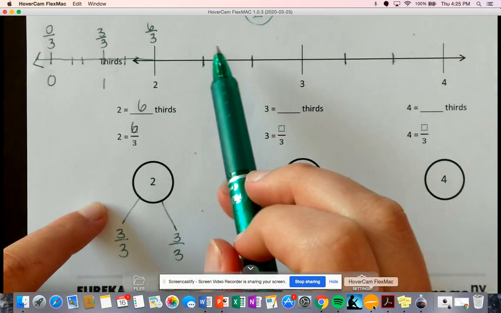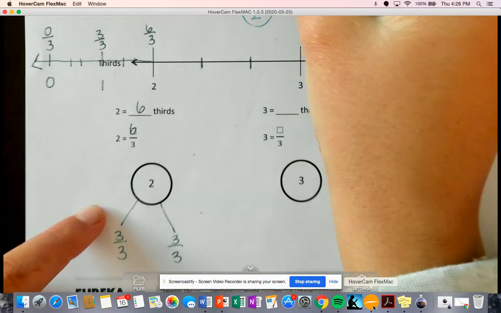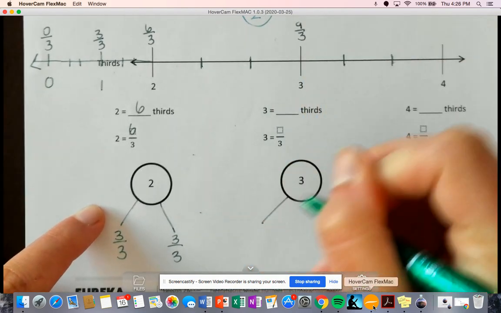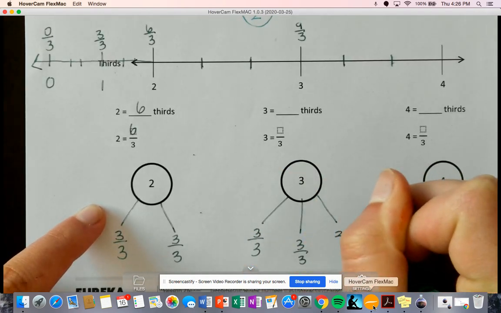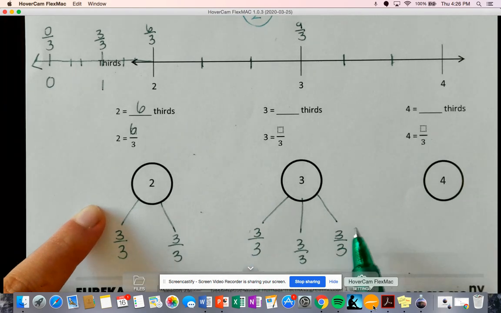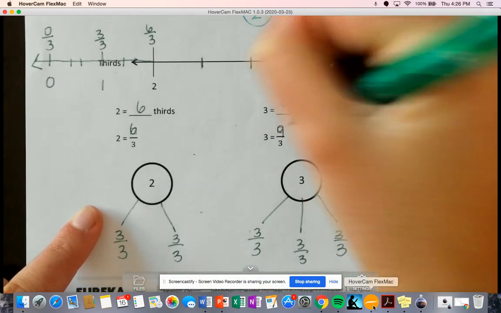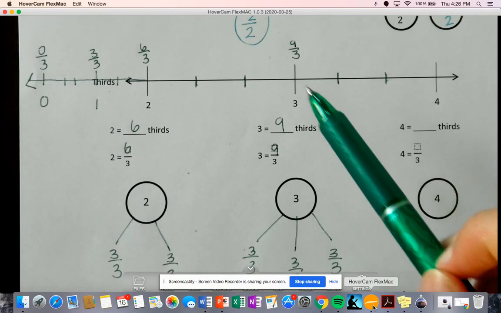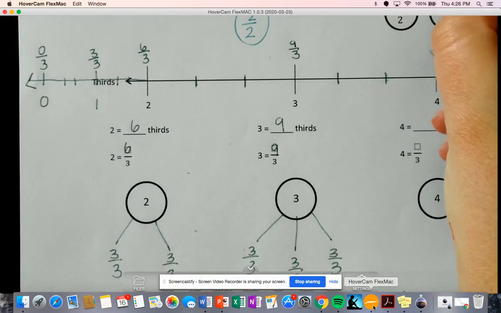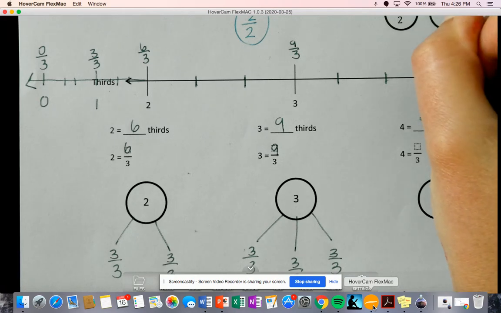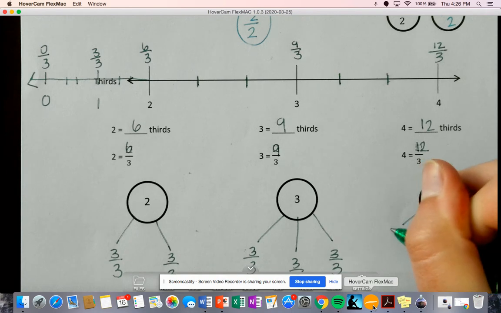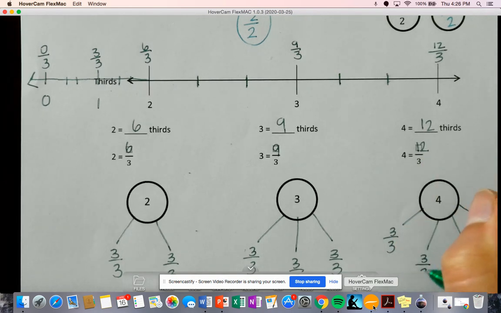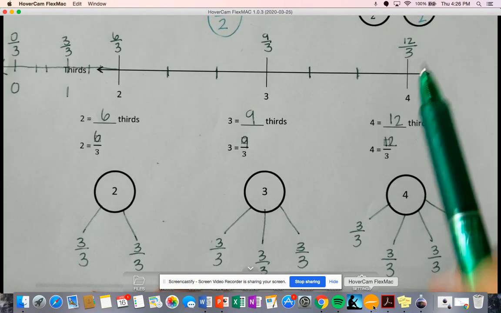Then I keep going. 7 thirds, 8 thirds, 9 thirds. Because now with 3 wholes, I'm adding 3 thirds plus 3 thirds plus 3 thirds. So 3, 6, 9 thirds. And 9, 10, 11, 12. So now I have 12 thirds. And I know this because I now have 4 wholes. So 3 thirds, 6, 9, 12. So I have 12 thirds.